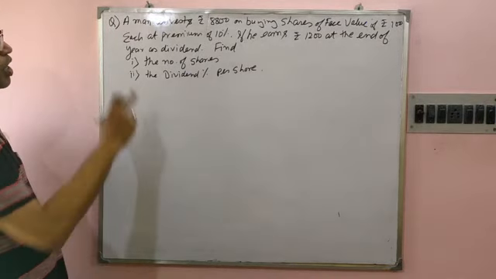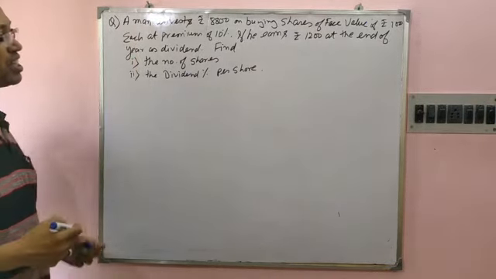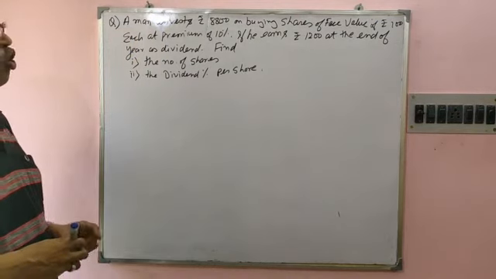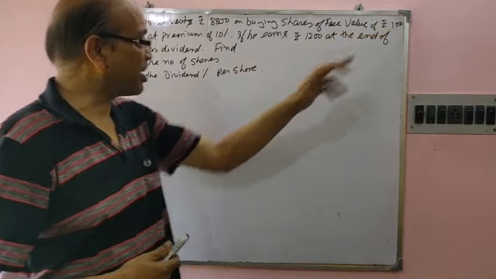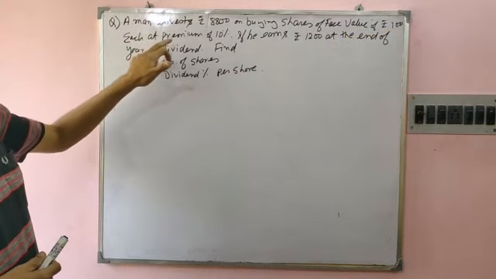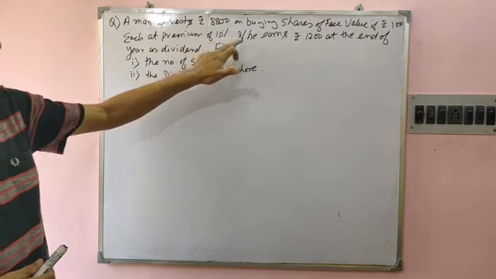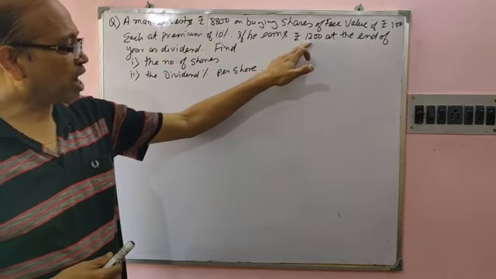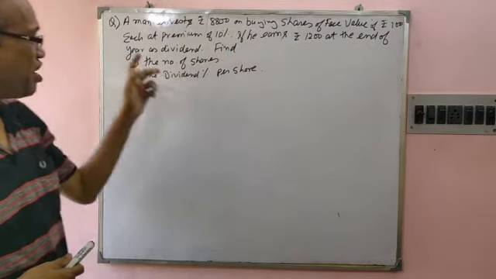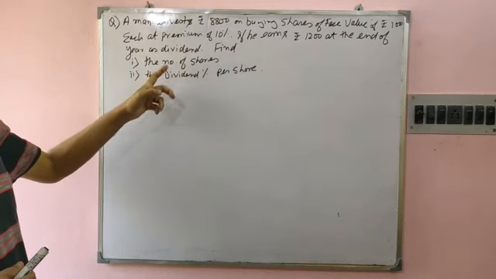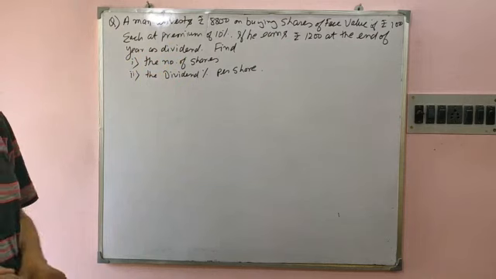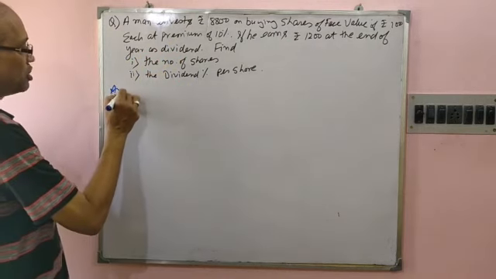Next sum. A man invests rupees 8,800 on buying shares of face value of rupees 100 each at a premium of 10%. If he earns rupees 1200 at the end of the year as dividend, find the number of shares and dividend percent per share. What is given?